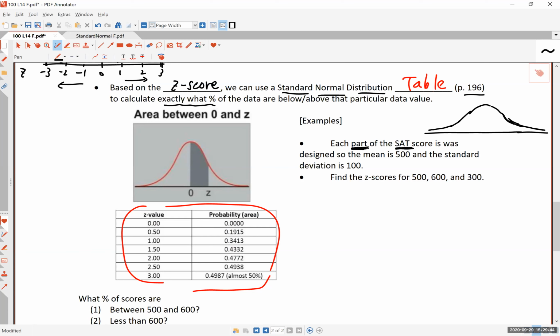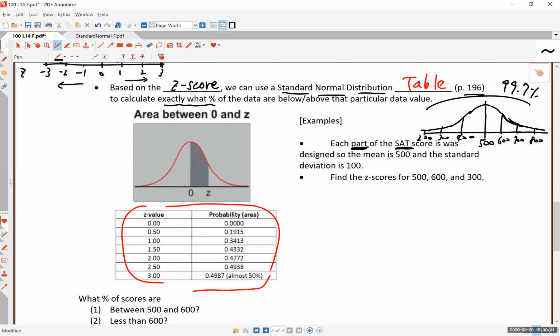Each of those parts of the SAT score was designed initially so that by design, the mean was 500. So that's exactly where the average person is. And then the standard deviation was 100. So that means 600 here, 700, 800. That's 3 standard deviations above the mean, right? So these are the X scores. And of course you have 200, 300, and 400.